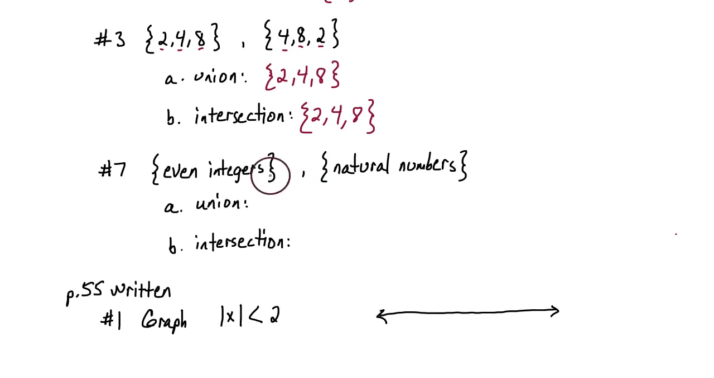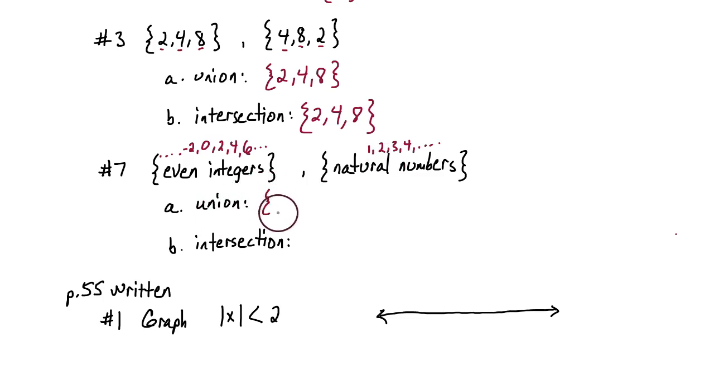Number 7, we're given 2 sets of numbers. The first is the even integers. Those are numbers such as -2, 0, 2, 4, 6, and so on. The other set is the natural numbers. Those are the numbers 1, 2, 3, 4, and so on. Let's first create the union.